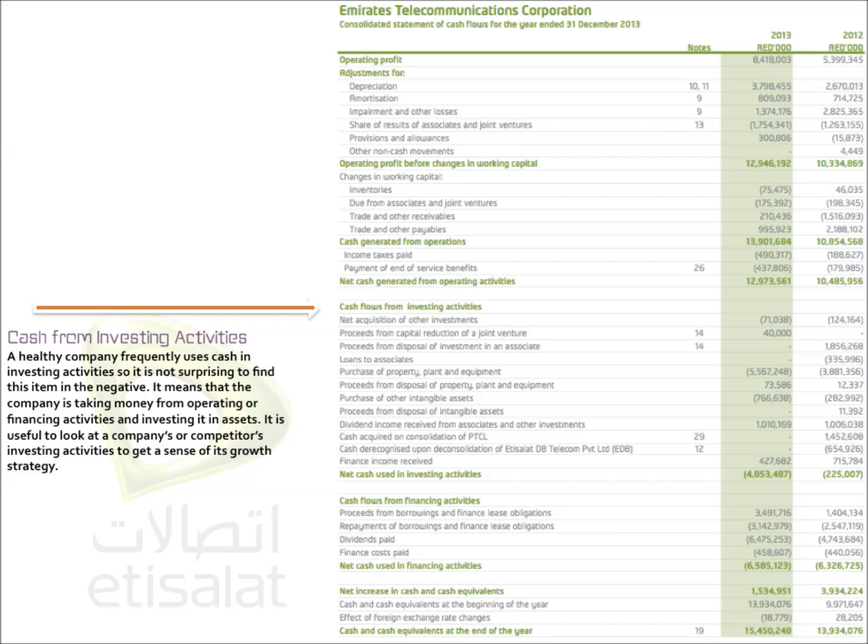Cash from investing activities. A healthy company frequently uses cash in investing activities, so it is not surprising to find this item in the negative. It means that the company is taking money from operating or financing activities and investing it in assets. It is useful to look at a company's or competitor's investing activities to get a sense of its growth strategy.